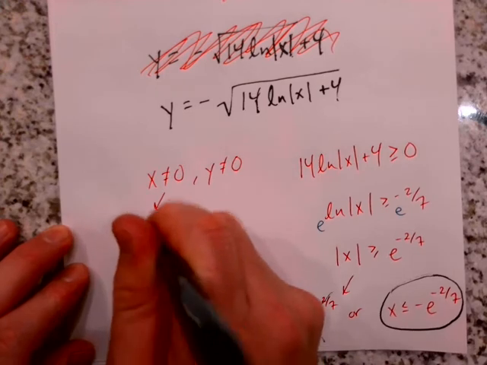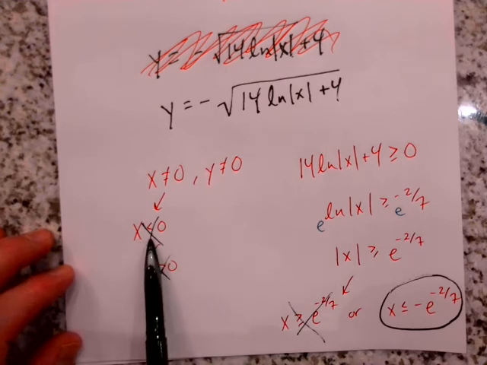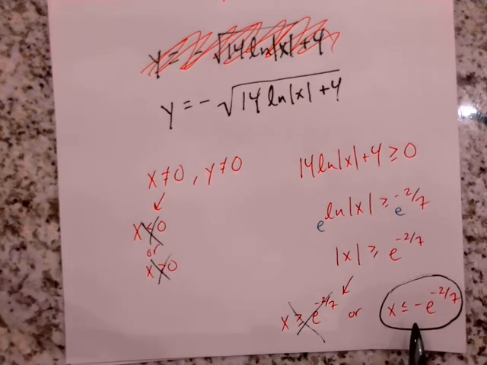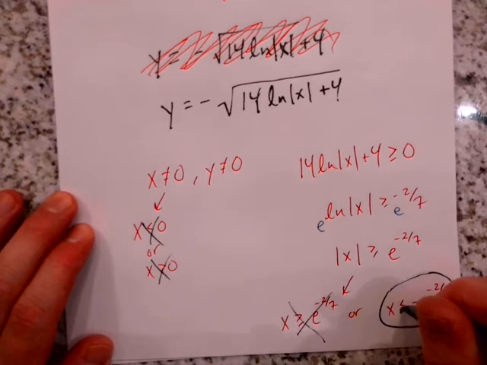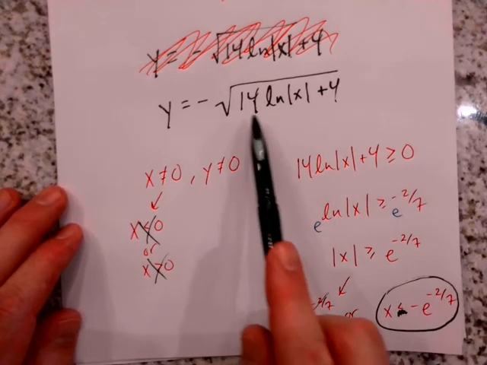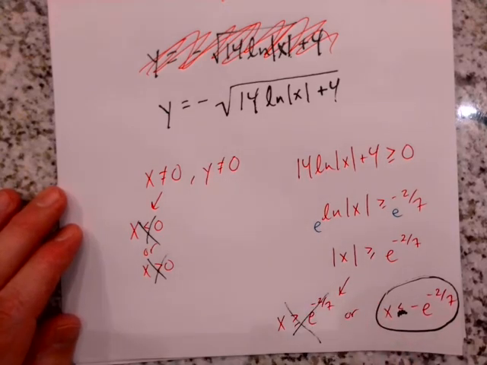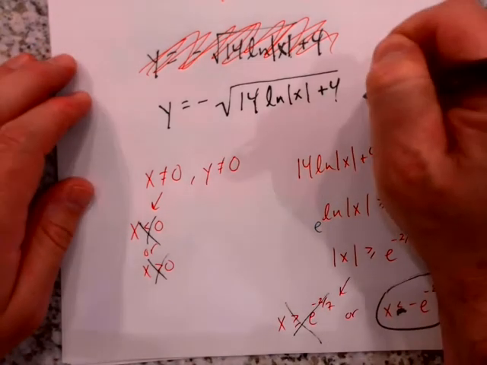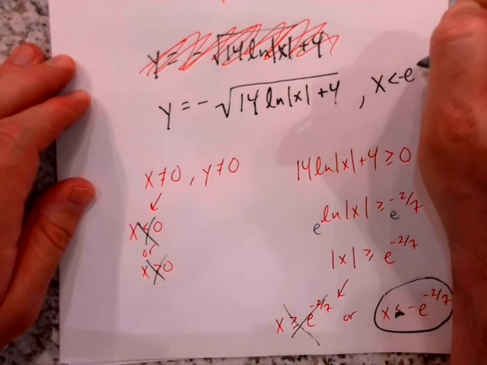We now know that we don't need either of those two, because x less than 0 is kind of included in this. This is the more strict version of that. Y can't be 0. It means that we can't have equality, because if x equals negative e to the negative 2/7, this whole thing is 0, which means y is 0. But we can't have that. So our domain is x is less than negative e to the negative 2/7.